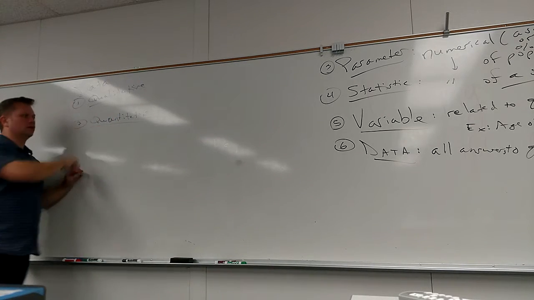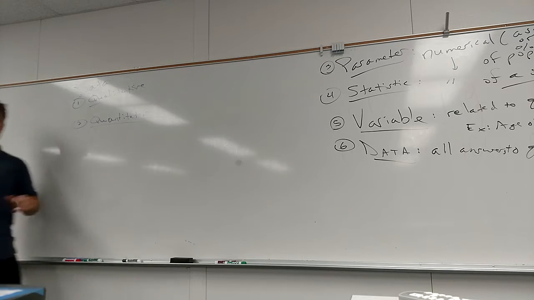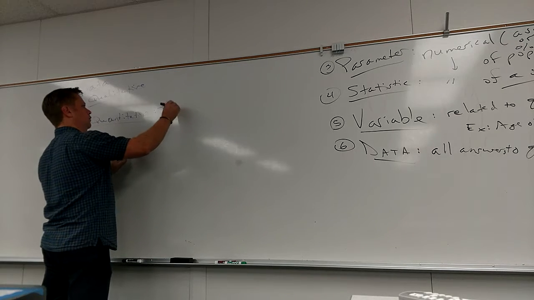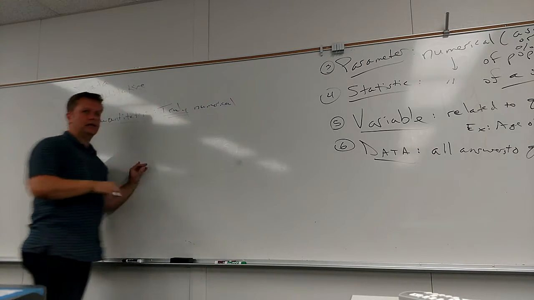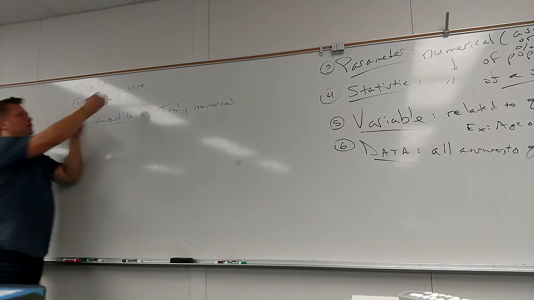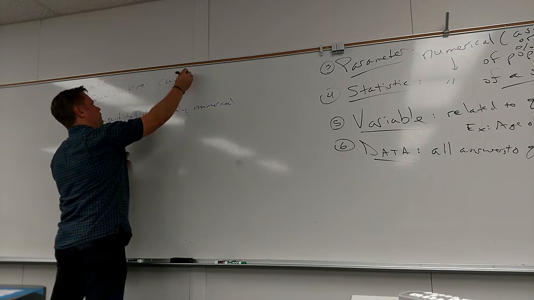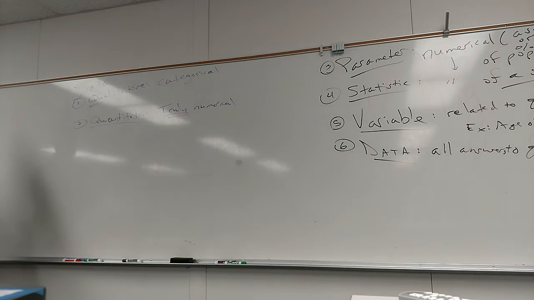What's the root word of quantitative? Quantity, I like it. And qualitative? Quality. So quantitative is the truly numerical data. What do I mean by truly numerical? They're numbers that when you add and subtract them and all that kind of stuff still make sense. Qualitative is categorical. Names of stuff.